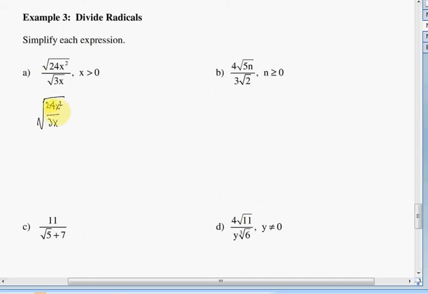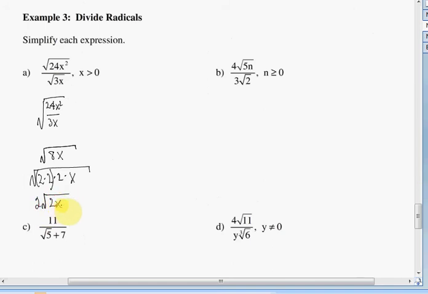Okay. Divide our coefficients. So 24 divided by 3 is 8. And then our variables, x squared over x is x. And it's not completely simplified yet because you know that 8 is 2 times 2 times 2 times x. We can take out a pair. Okay, and that gives us 2 root 2x.